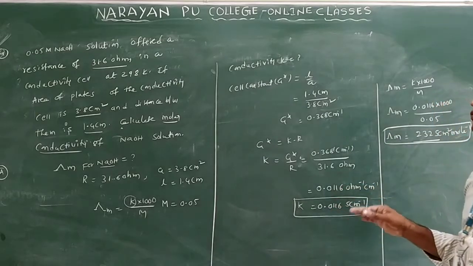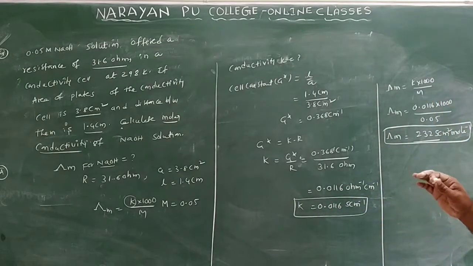So this is one of the different models. How? You have to find out first G star. From that G star you can find out the conductivity K. By using that conductivity you can find out the molar conductivity of the solution. So this is question number 4 we have.